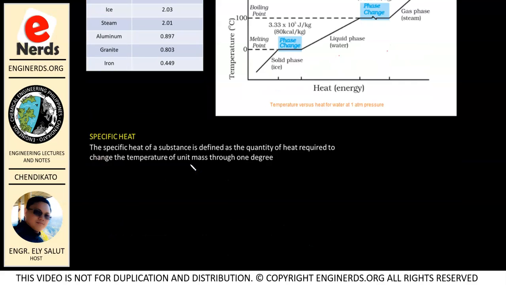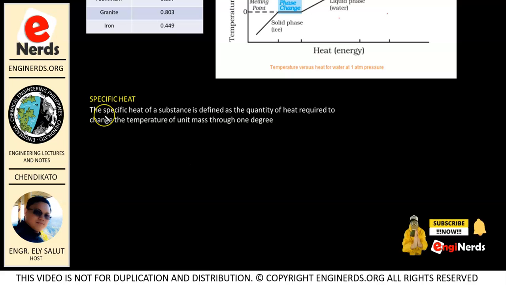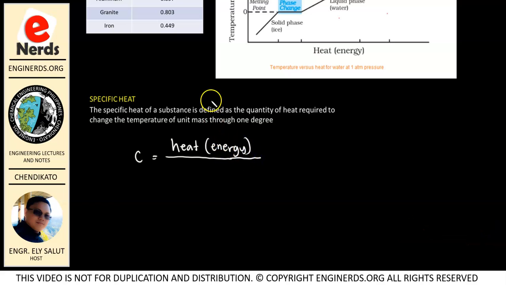So let us go back to the definition of specific heat. Well, according to our definition, the specific heat of a substance is defined as the quantity of heat required to change the temperature of a unit mass through 1 degree. So, let's say C is our specific heat. So, it is saying, according to our definition, that this is the amount of heat. Okay, so this is an energy.